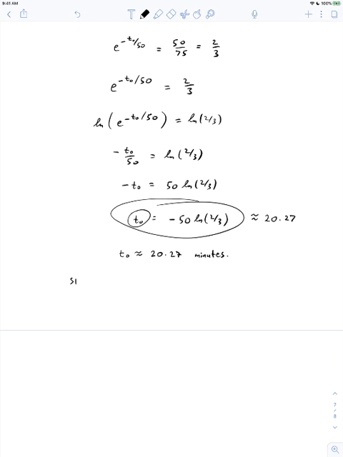We started at 8 o'clock a.m. and by the time our coffee is 70 degrees Celsius, approximately 20 minutes has gone by. So at approximately 8:20 a.m., the coffee is 70 degrees Celsius. And that is the actual answer to the question.